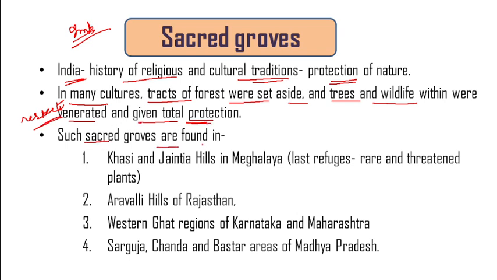Such sacred groves are found in these four examples: Khasi and Jaintia hills in Meghalaya, and in Meghalaya they are the last refuges to some of the rare and threatened plants. Aravali hills of Rajasthan, Western Ghats regions of Karnataka and Maharashtra, Sarguja, Chanda and Bastar areas of Madhya Pradesh.